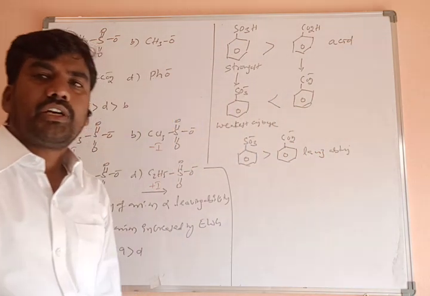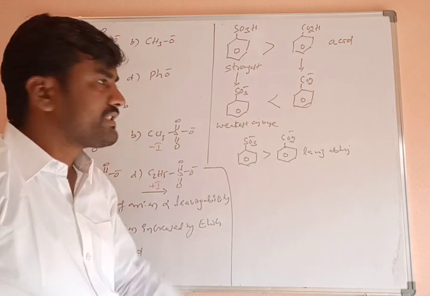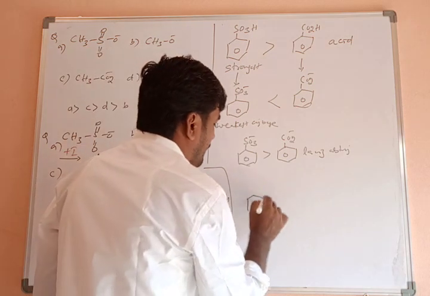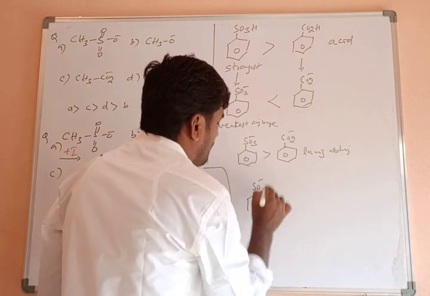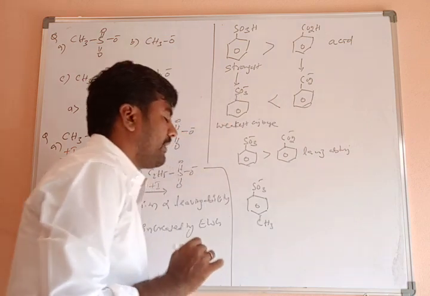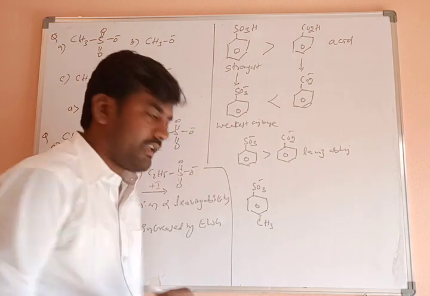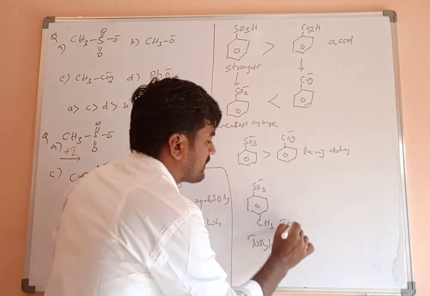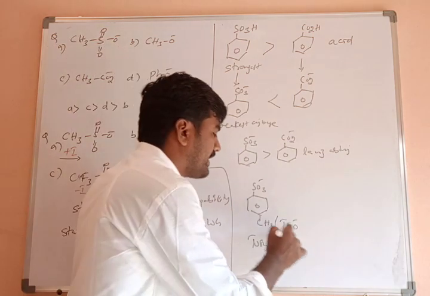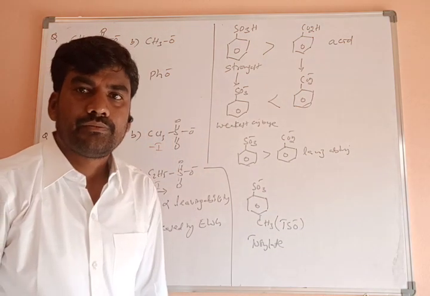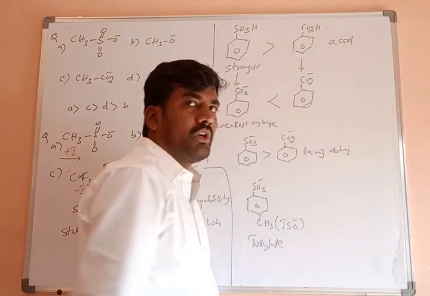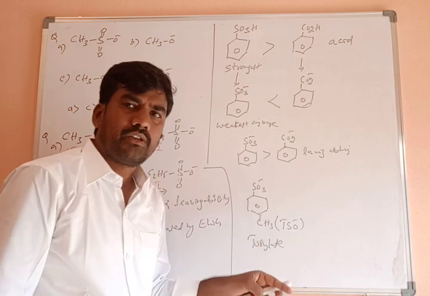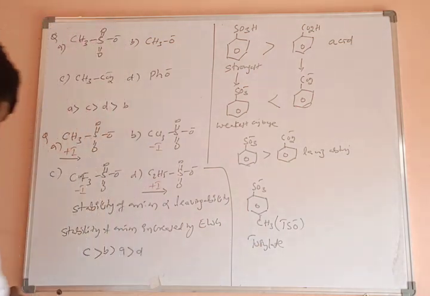When a methyl group is attached at the para position of benzene sulfonate, that is called the tosylate anion. Tosylate is generally represented by TsO negative. Clear? This is also a good leaving group because it is derived from benzene sulfonic acid. But here the plus I effect is there. We will discuss some examples based on this.